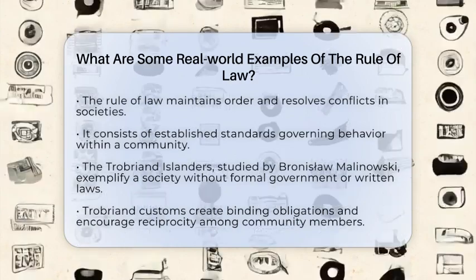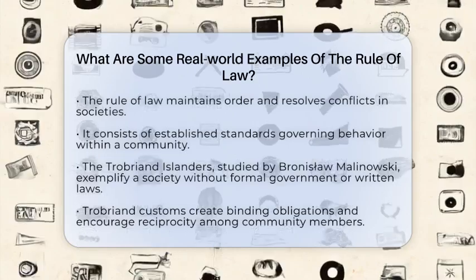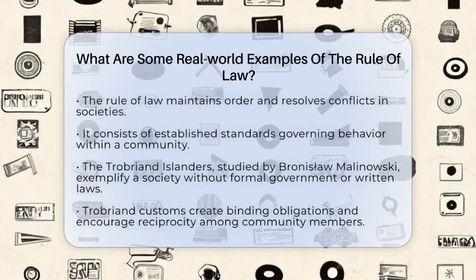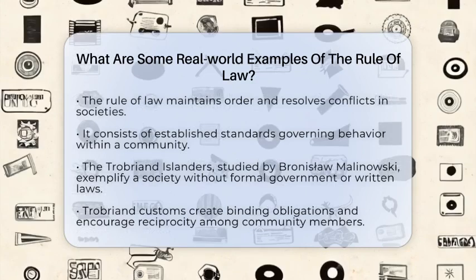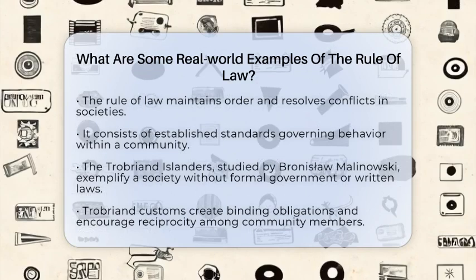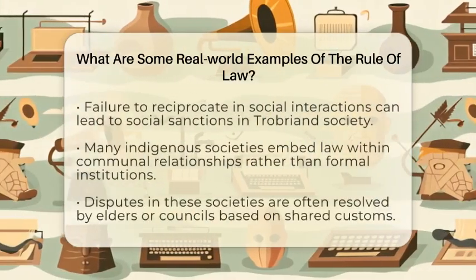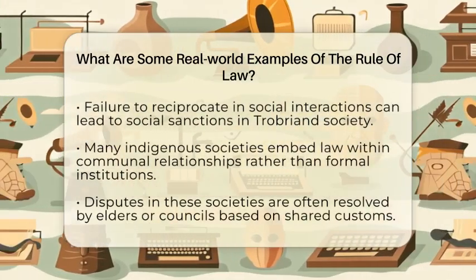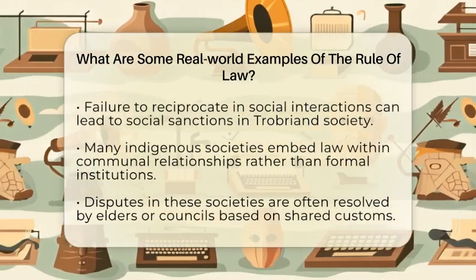One fascinating example comes from the Trobriand Islanders, studied by anthropologist Bronislaw Malinowski. In their society, there is no formal government or written laws. Instead, they rely on customs and social norms to maintain order. These customs create binding obligations and encourage reciprocity. For instance, if someone fails to reciprocate in social interactions or fishing activities, they face social sanctions. This system helps the Trobrianders resolve conflicts and maintain societal cohesion without formal legal structures.